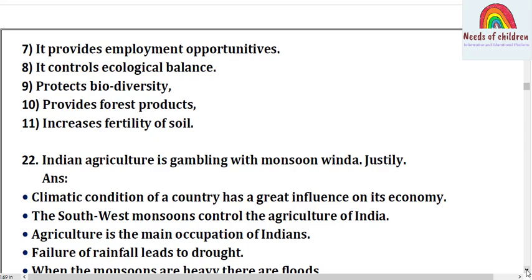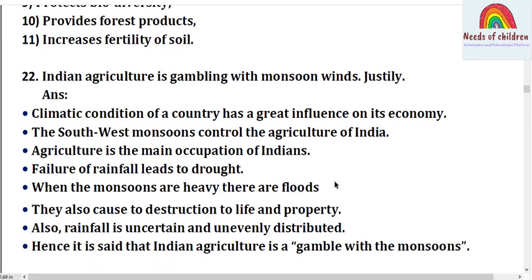Okay, students, let's move on to question number 22. Indian agriculture is gambling with monsoon winds. Justify. Okay, students, this is the question. It is from Geography, India Seasons.